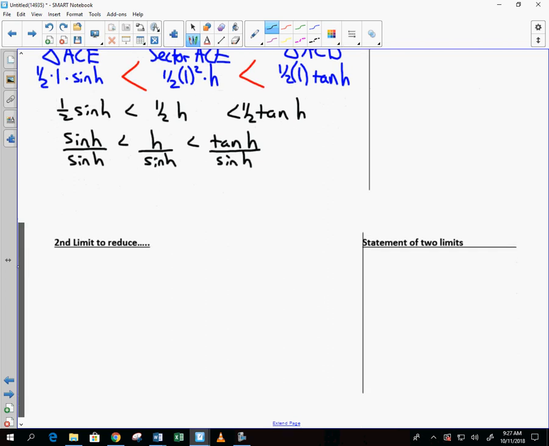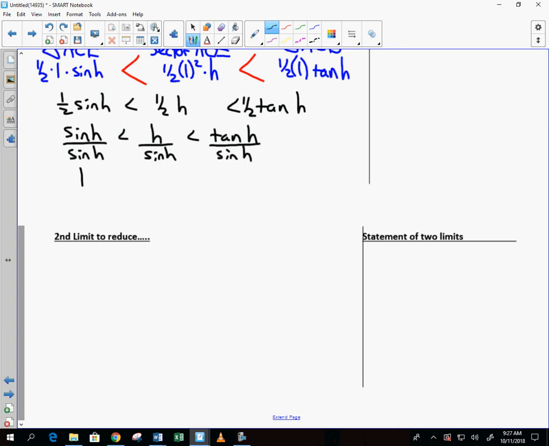What's the sine of h over h? 1. 1 is less than h over sine of h, which is less than, what's tangent divided by sine? How'd you get that, Zane? Tangent of h over sine of h, Zane says, is sine of h over cosine of h divided by sine of h over 1. He's going to multiply by the reciprocal. And what does he get? 1 over cosine, or secant.